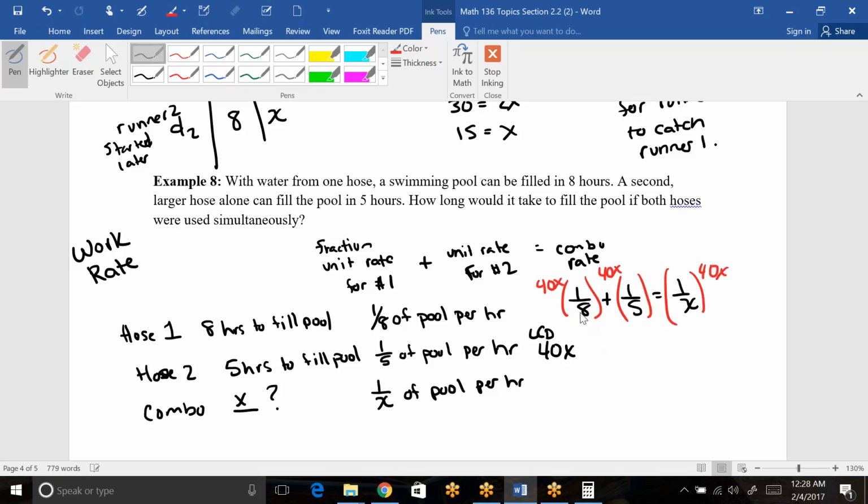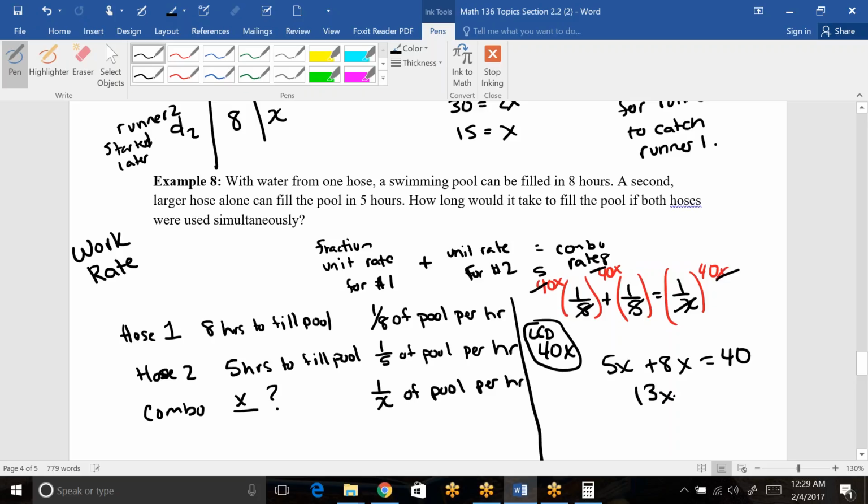We have some canceling that'll happen. 8 goes into 40 5 times, so this would leave me with 5x. Kind of highlight that and separate those. 5 goes into 40 8 times, and there's an x still, so 8x. And x cancels with x, so this is equal to 40. That is 13x equals 40.